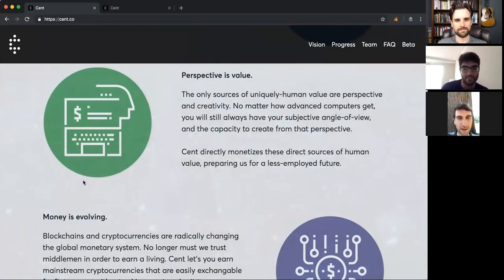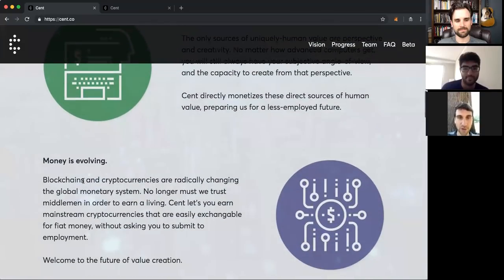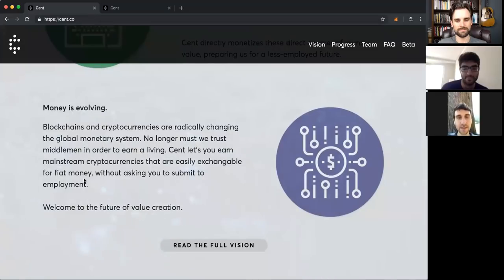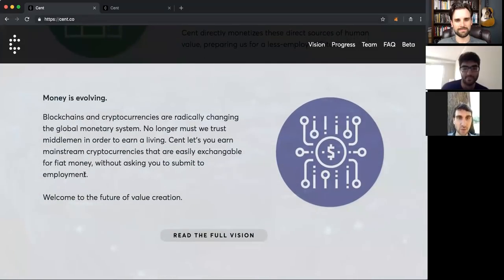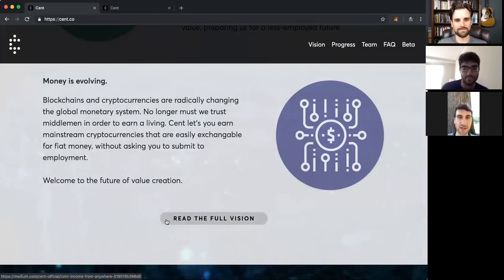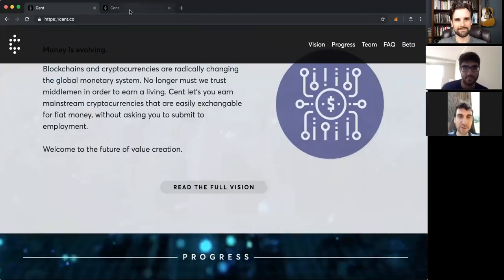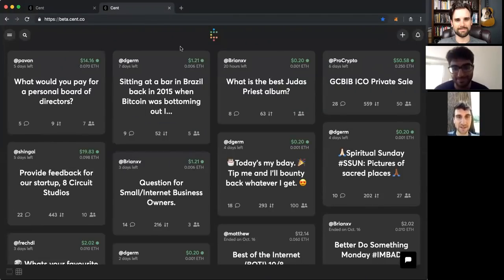And we also talk about how blockchains are making money programmable and decentralized, taking power away from governments and other things. And if you want to read our full vision, you can go to cent.co/vision. But now to jump into the app: we're a little bit of a philosophical company, so I just wanted to touch on that with our first little note.